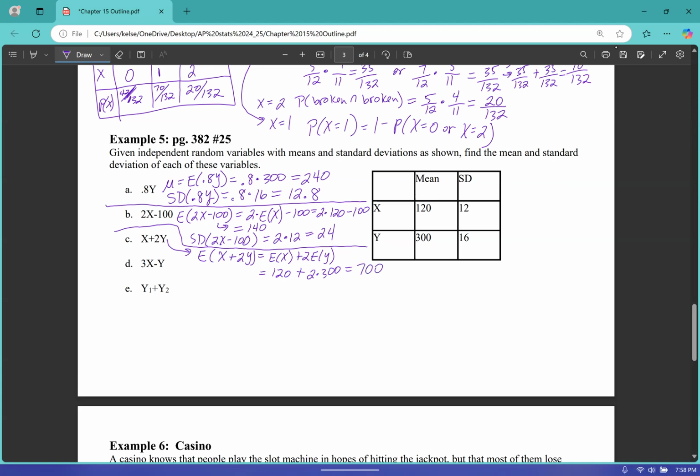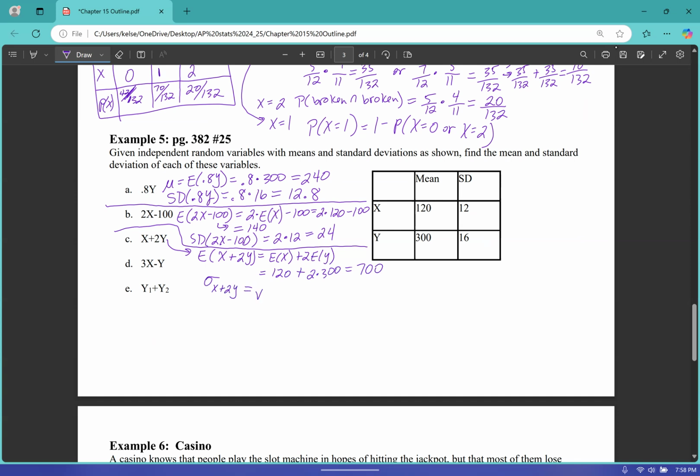All right, cool. Now, the standard deviation of them. Remember, it doesn't matter if you're adding x or y or if you're subtracting x or y. We're always going to be doing the sum of their variances. And remember, the variance is the standard deviation squared. So, sigma of x plus 2y, and these are capital X and capital Y.